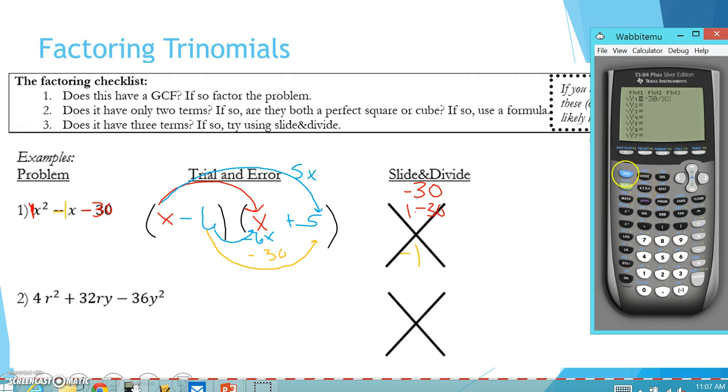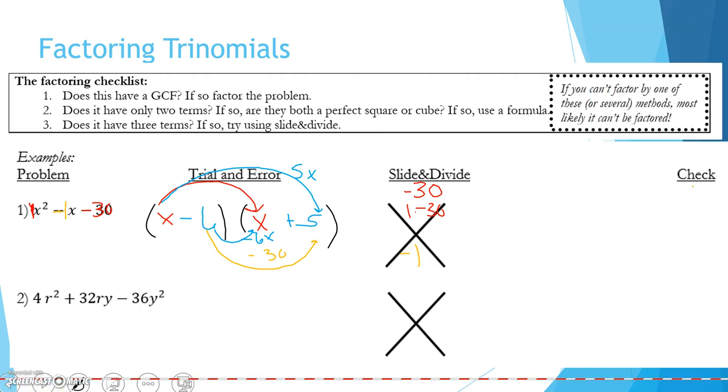Then you hit second graph. And you're going to add across the rows until you get to something that adds to negative 1. So that first one, negative 1 and 30, does not add to negative 1. 1 and negative 30 doesn't. 2 and negative 15 doesn't. And you just keep going. And then once you get to 5 and negative 6, 5 plus negative 6 is negative 1. So 5 and negative 6 is the magic combo.